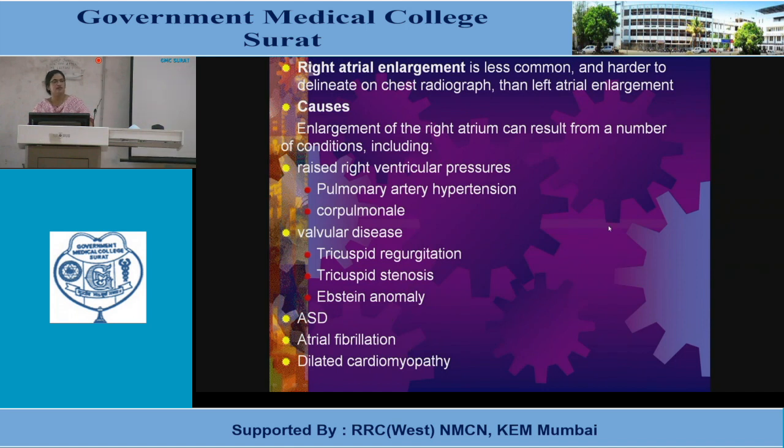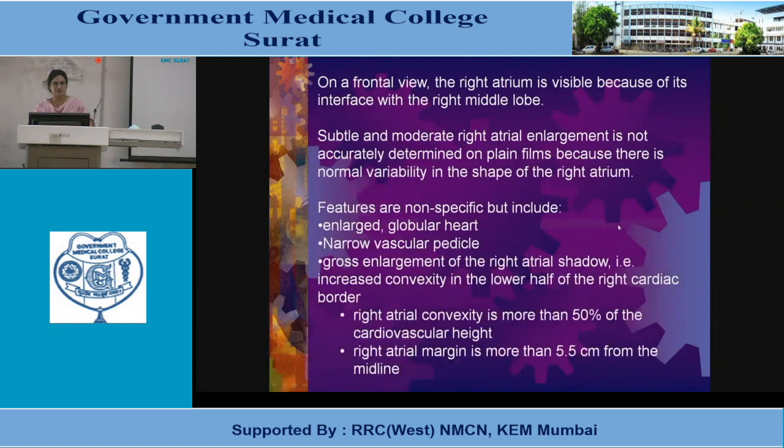On a frontal view, the right atrium is visible because of its interface with the right middle lobe. So there is a delineation. Subtle and moderate right atrial enlargement is not accurately determined on plain films, because there is normally no visibility, and there is normal variability in the shape of the right atrium.